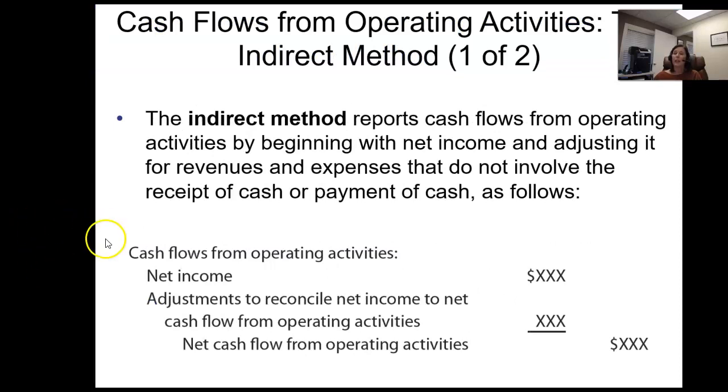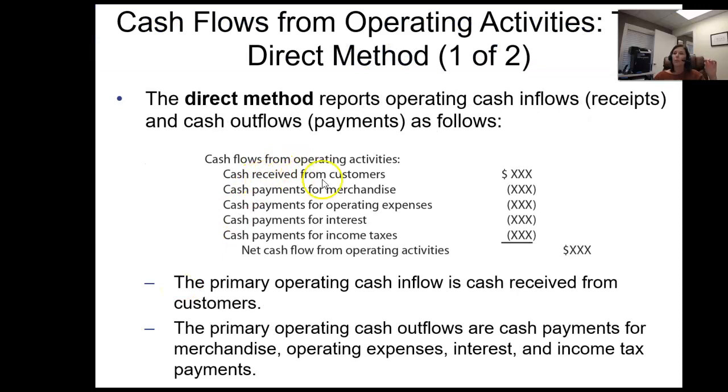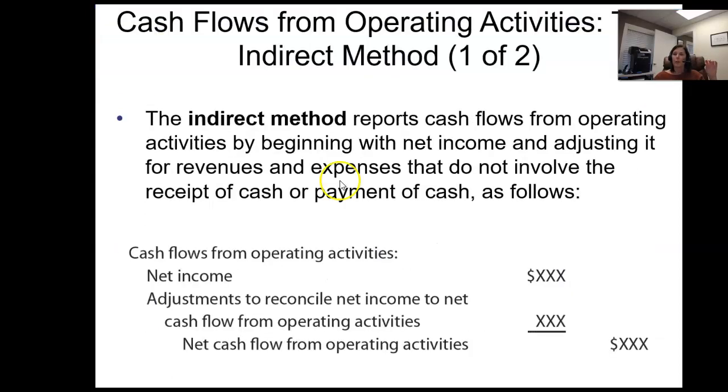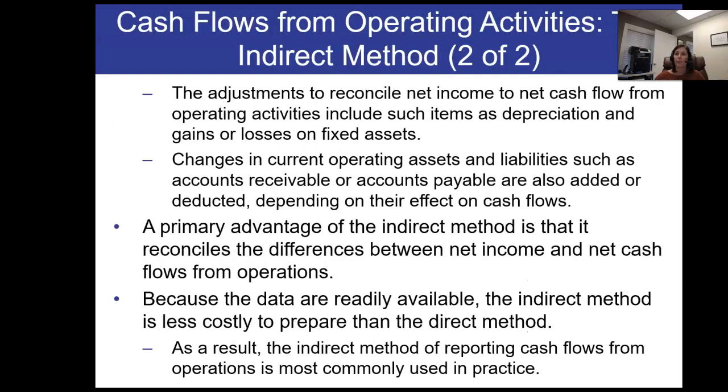And now we get to the indirect method. Now, the direct method started from cash received from customers. The indirect method starts at net income. So we've got our revenue minus all our expenses. That gets us to our net income. So we're starting at net income. Then from net income, we're going to make certain adjustments, which again, we'll talk a lot more about later, that get us to that net cash flow from operating activities.